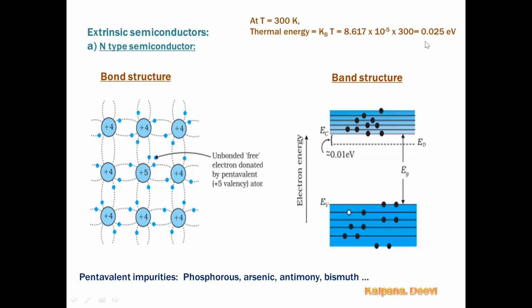So if we keep this entire material at room temperature, then the thermal energy is more than enough to move these donor electrons to the conduction band, because the energy gap in between EC and this donor energy level is very small. It is about 0.01 electron volts.